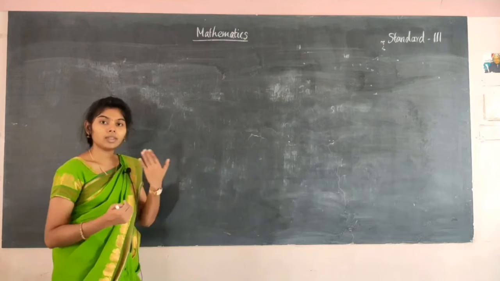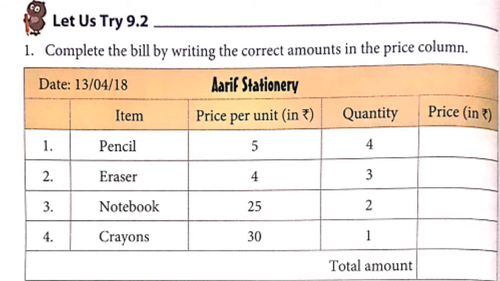First of all we shall see exercise problem 9.2. See the first problem. Complete the bill by writing the correct amounts in the price column. So here this is a shopping bill and first, what is given there, see, RF Stationery, which is the name of the shop, a stationery shop, and the date is given nearby itself.